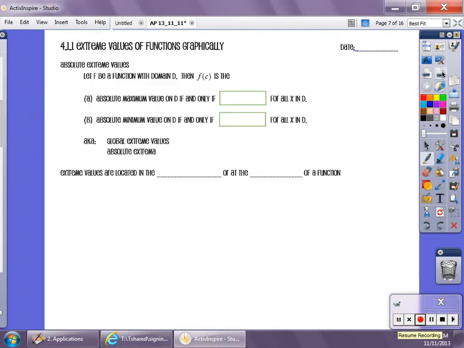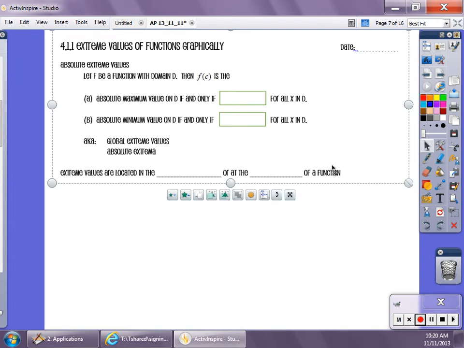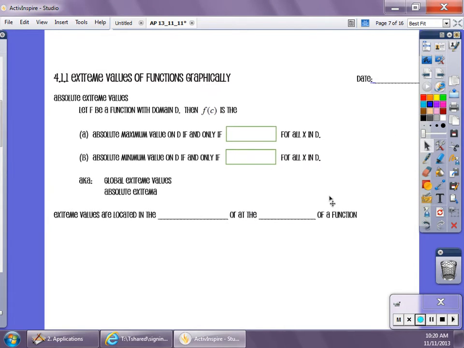Right. So 4.1, starting off. Go ahead and put today's date up top. So, absolute extreme values. Absolute means the very, very highest and the very lowest. Absolute meaning there is nothing higher or lower than this point.